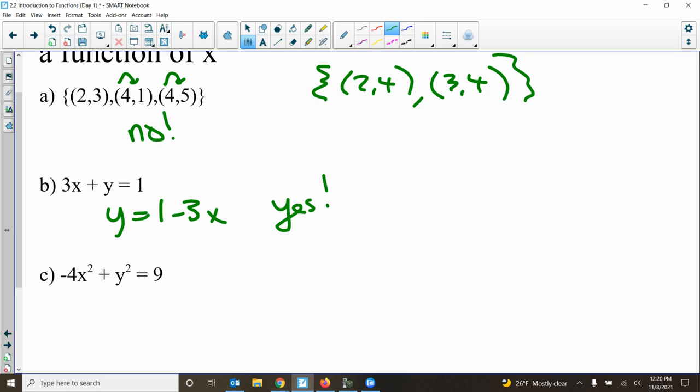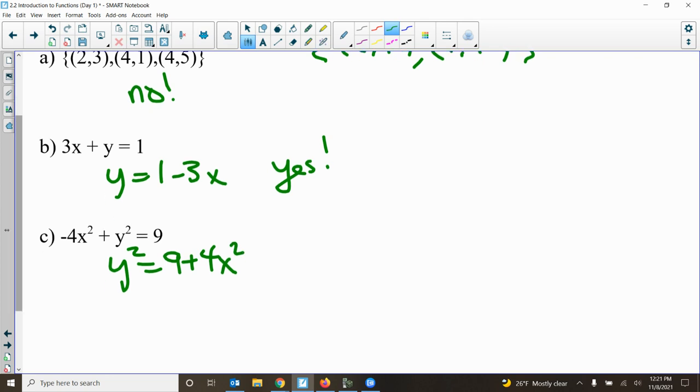Then when would it be no? That's where I'm pushing the buttons. How are you going to isolate y here? Let's add 4x squared. Now, we don't have y by itself yet. What do I have to do? Square root. What happens on the right-hand side?